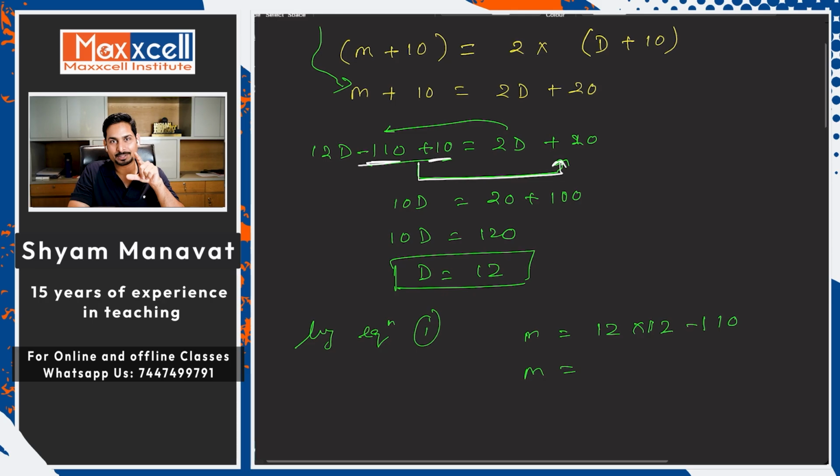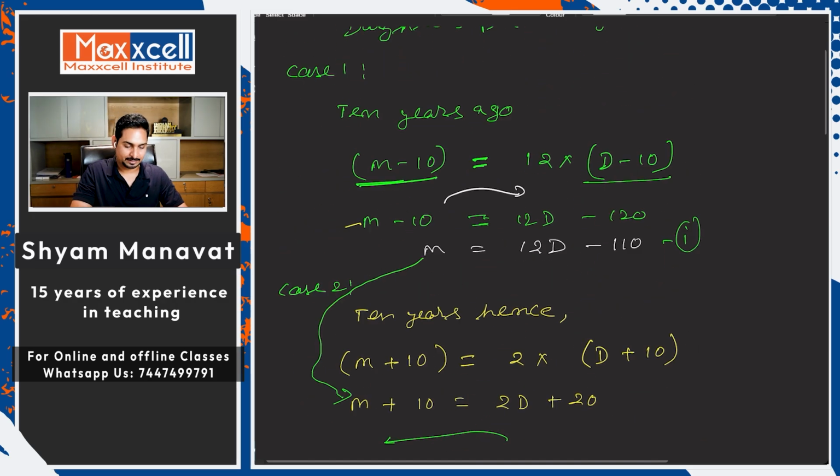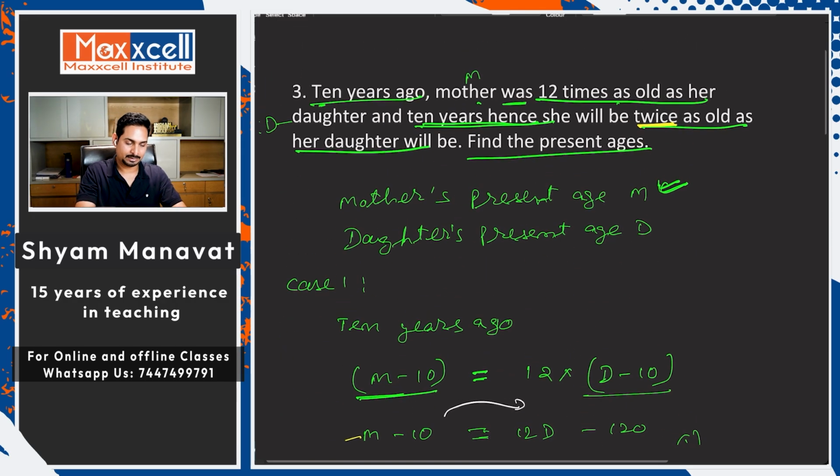12 into 12 और 12 स्क्वायर. ये तो होमवर्क है, फर्स्ट क्लास से होमवर्क है ये. रिमेंबर स्क्वायर स्टिल 25. 12 का स्क्वायर तो 25 से पहले ही है ना. सो 144 minus 110, this will become what? 34. M is equal to 34. Here this is M, this is value of D. You got the answer. Present age of mother is equal to 34. Present age of daughter is how much? 12. That's your answer. Correct?